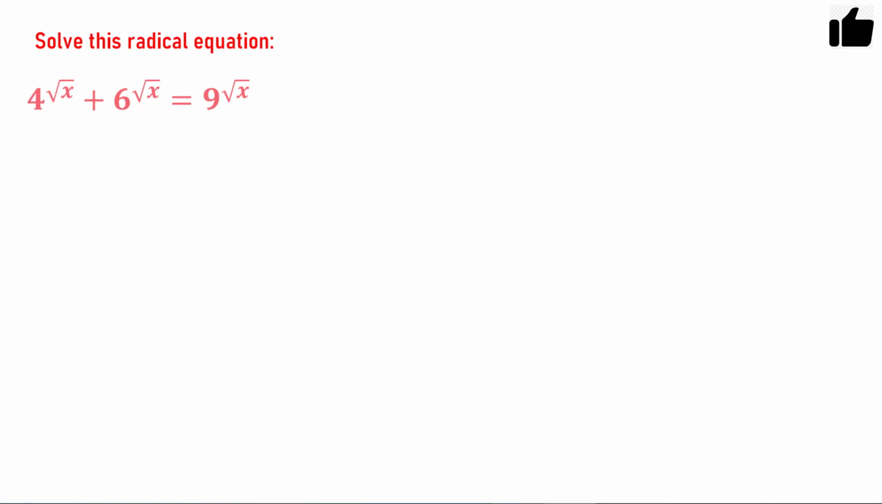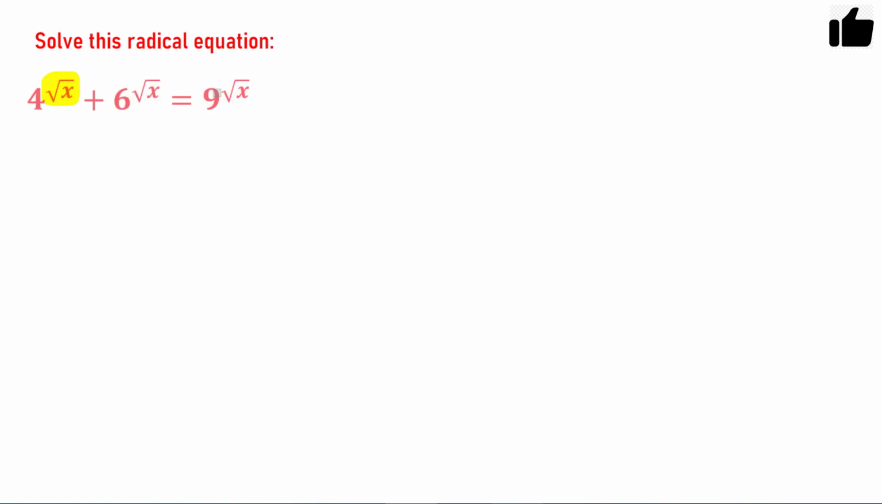Hello friends, you have been given a radical equation and you have to solve for x. This equation is 4 raised to the power square root x plus 6 raised to the power root x, and this equals 9 raised to the power root x. So what is the value of x that satisfies this equation?